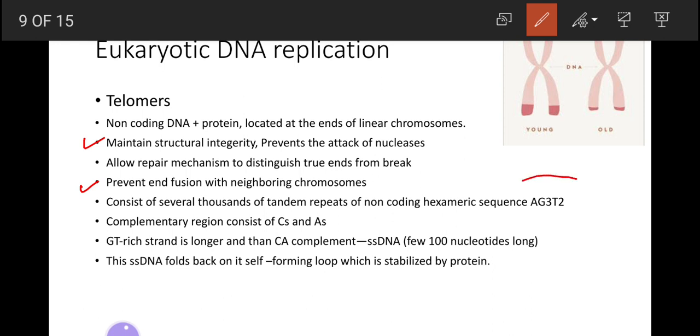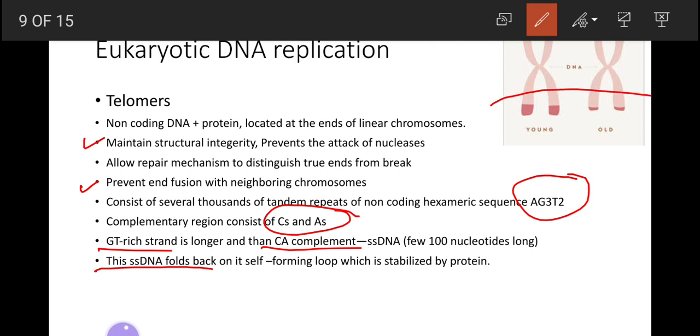What is its structure? What is the nucleotide sequence of the telomeres? They contain A, 3 G's and 2 T's: A, G, G, G and T, T. And obviously their complementary regions will contain C's and A's. The GT strand is longer than its CA complement. This single stranded DNA folds back on itself, forming a loop which is stabilized by proteins.